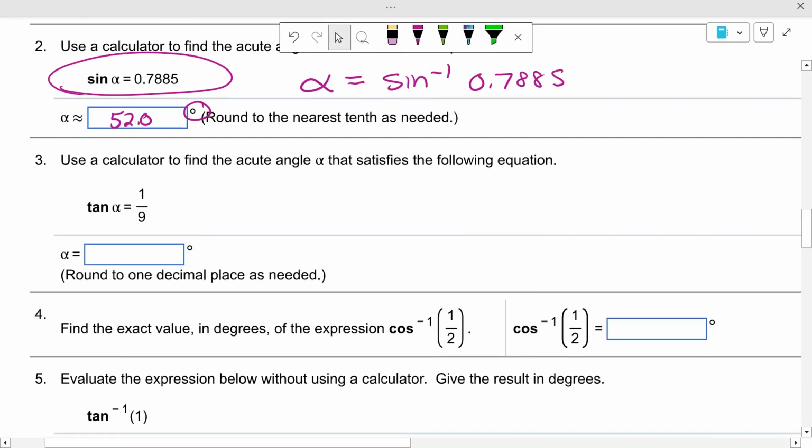Okay. If the tangent of alpha equals 1/9, then alpha equals the inverse tangent of 1/9. Do that on your calculator. About how many degrees is that? 6.34. So it'd be 6.3. Are we good with that? Okay.